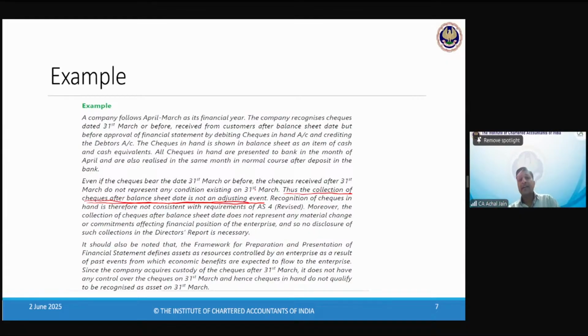It should also be noted that the framework for preparation and presentation of financial statements defines assets as resources controlled by an entity as a result of past events from which economic benefits are expected to flow to the entity. Since the company acquires the custody of the checks after 31st March, it does not have any control over the checks on 31st of March, and hence checks in hand do not qualify to be recognized as asset on 31st of March. Clear? Yeah.